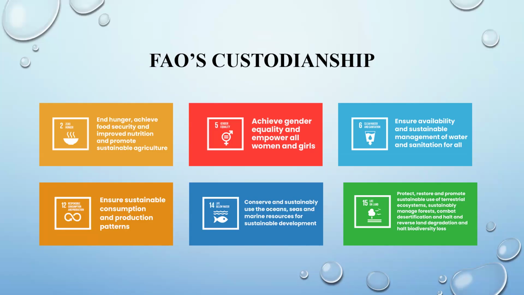SDG 6, which ensures availability and sustainable management of water and sanitation for all. SDG 12, which ensures sustainable consumption and production patterns. SDG 14, which states conserve and sustainably use the oceans, seas, and marine resources for sustainable development, and SDG 15, which states protect, restore, and promote sustainable use of terrestrial ecosystems, sustainably manage forests, combat desertification, and halt and reverse land degradation and halt biodiversity loss.